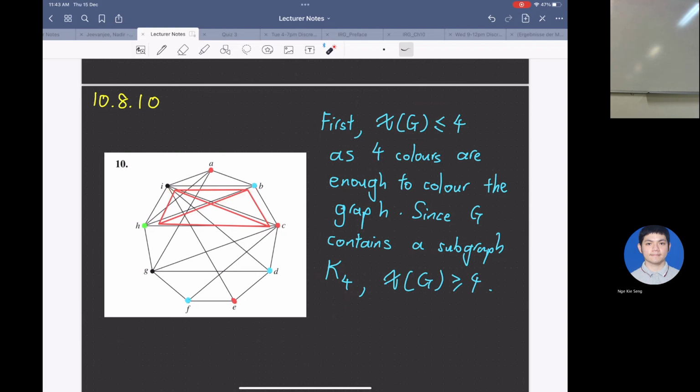And actually, this is the reason why you introduce this color when you color the graph. Why can't you use the other colors? Exactly because of this line, so that you cannot color it. It is really because it contains this subgraph here.